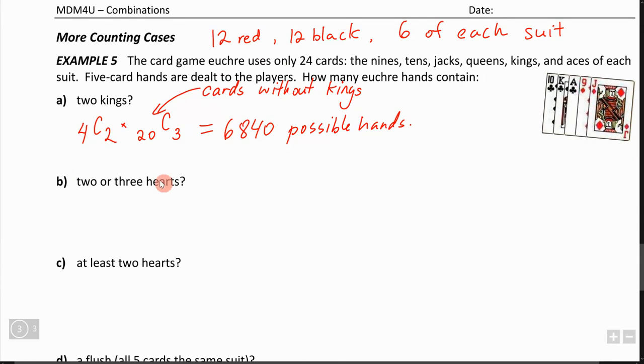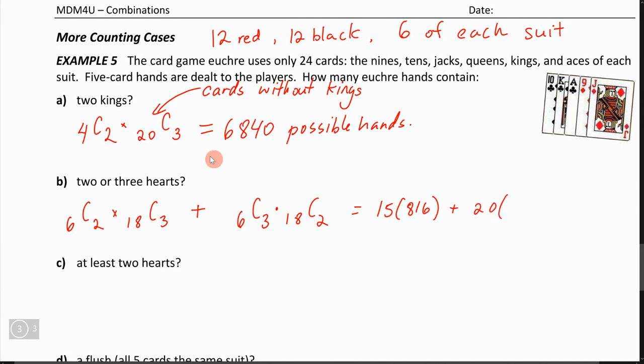All right, 2 or 3 hearts. Well, then I'm interested in 6 choose 2, because there are 6 hearts to choose from, times 18 choose 3 for the rest of my hand, plus the number of combinations of choosing 3 hearts. So 6 choose 3 times 18 choose 2. Now remember, I'm separating them by a plus sign because this is an OR problem. So that gives me 15 times 816 plus 20 times 153, and that's 15,300 possibilities.